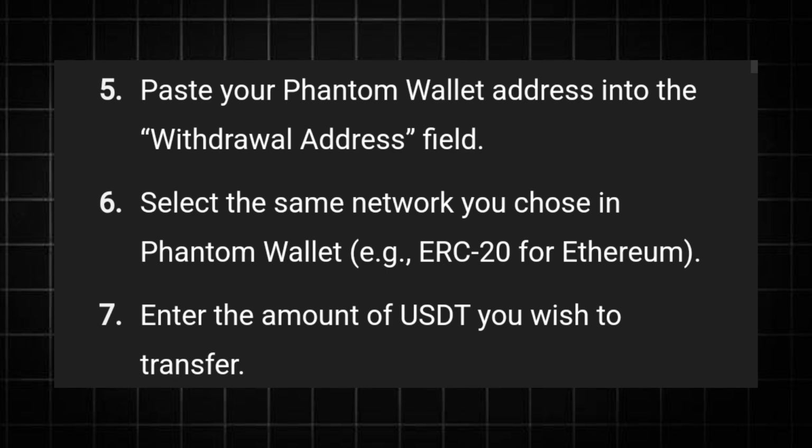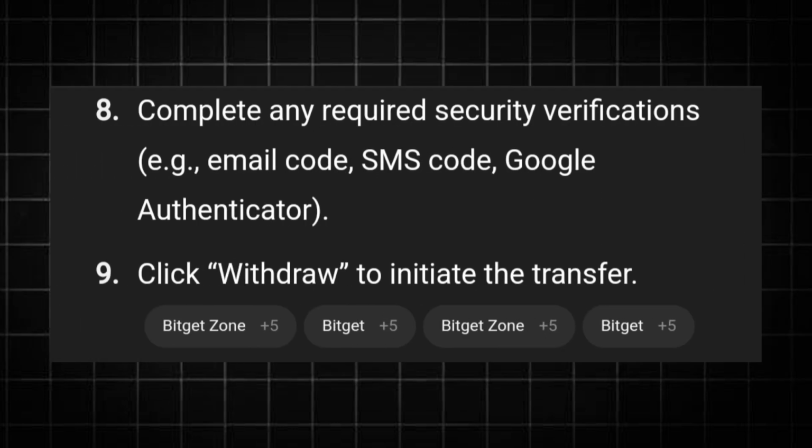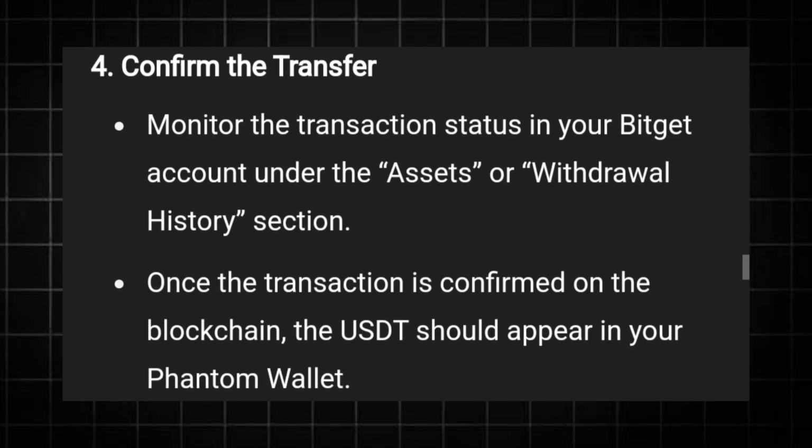Enter the amount of USDT you want to transfer, then complete the required security steps like email or SMS verification. Hit withdraw to send the funds. After a few minutes, once the blockchain confirms the transaction, your USDT will appear in your Phantom wallet.